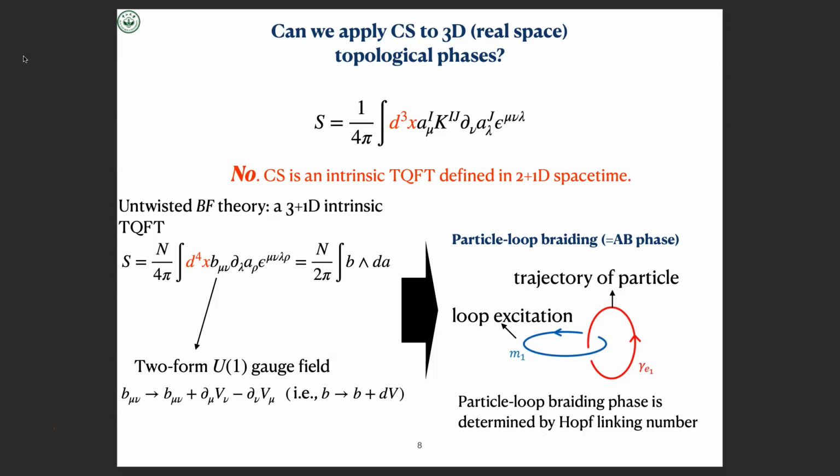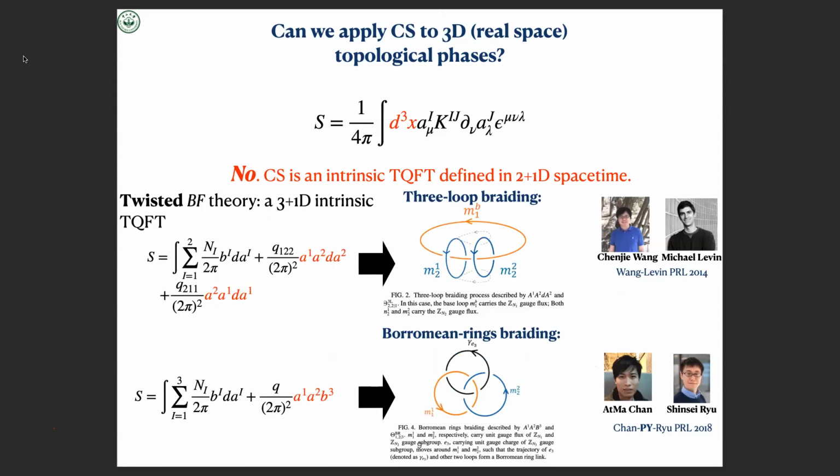Then the ground state will end up with the phase -1. So it's so-called particle-loop braiding. And in addition to particle-loop braiding, we can also have some twisted version by adding additional topological terms, the AADA term, A1 A2 dA2, or A2 A1 dA1, or A1 A2 dA3. As long as you have a four-form to support that, this is the simplest generalization of BF theory, the twisted BF theory. And also, we can have some AAD term.